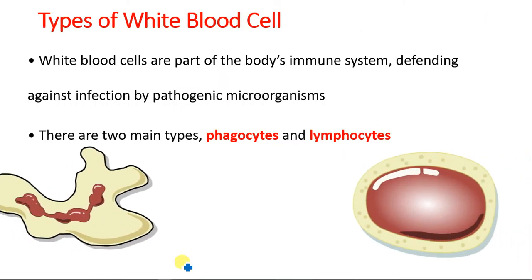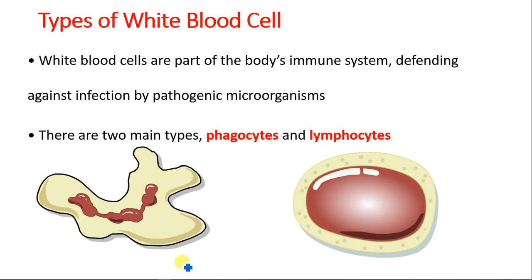So quickly, let's look at white blood cells. Now, there are two types of white blood cells. White blood cells are part of the body's immune system, and their major function is defending against infections by pathogenic microorganisms. Pathogens are microorganisms that cause diseases.